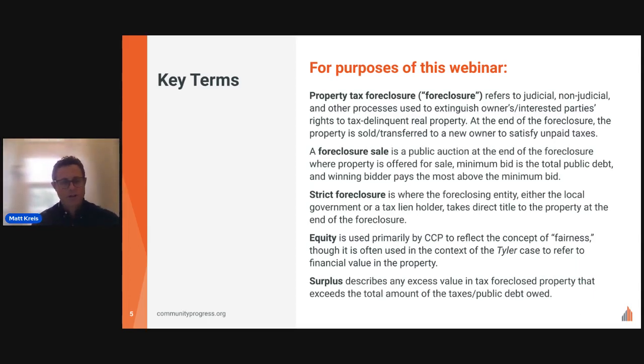And then finally, surplus. This is going to be an important term throughout this, and I'll fall back on this to describe any excess value in the tax foreclosed property that exceeds the total amount of the taxes and the public debt owed at the end of the foreclosure event.